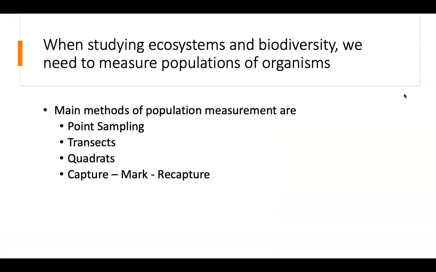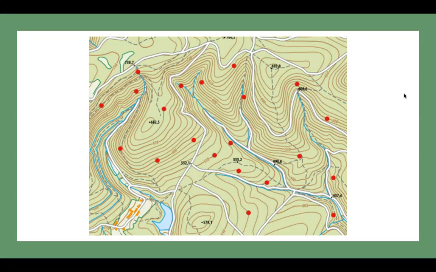Now, when it comes to sampling, there's four main types of sampling that we're going to talk about. There's point sampling, transects, quadrats, and then capture, mark, recapture. Now, transects and quadrats you should be familiar with from our excursion to the farm to Windermere. But point sampling, capture, mark, recapture, they might be new things for you to understand, and certainly we'll cover the transect and quadrat as well in this video.